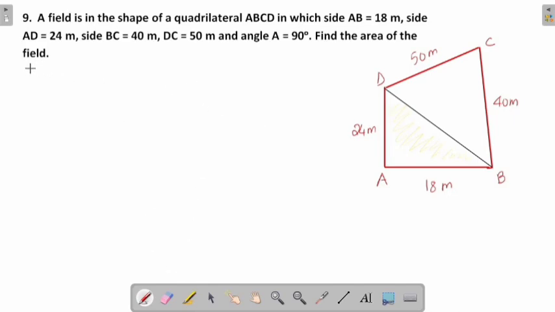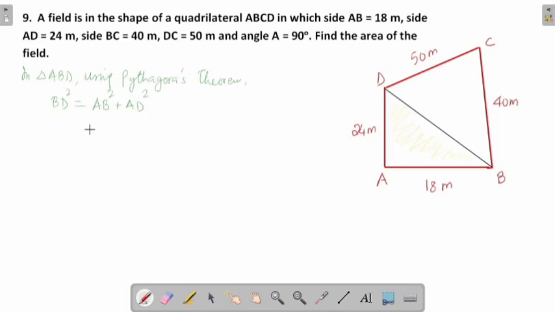In triangle, which triangle is this? ABD. So in triangle ABD, using Pythagoras theorem, we have BD square, the hypotenuse square, is equal to AB square plus AD square. This is the Pythagoras theorem that you learnt in your junior class or class 7.